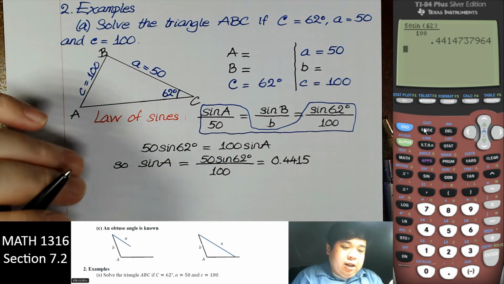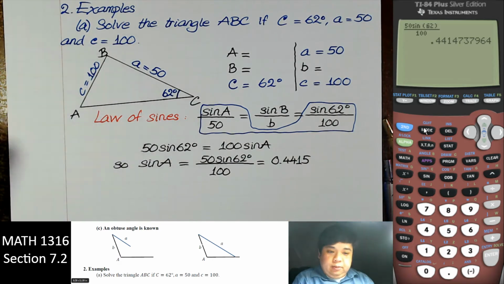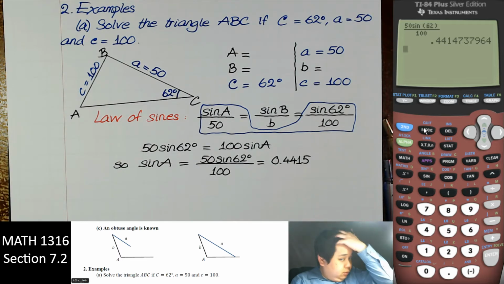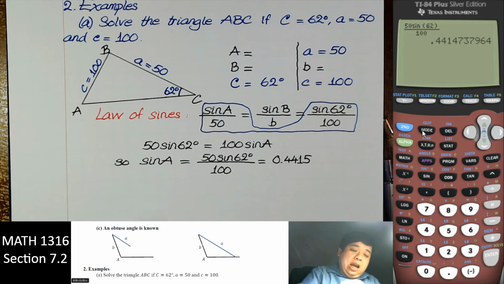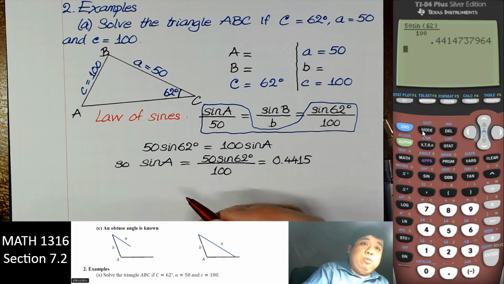Right, so we have sine A is equal to that. Make sure in degree mode. That's good. All right. Now to get back to the angle, back into chapter 6, when we have sine A equal to that, there will be two solutions.